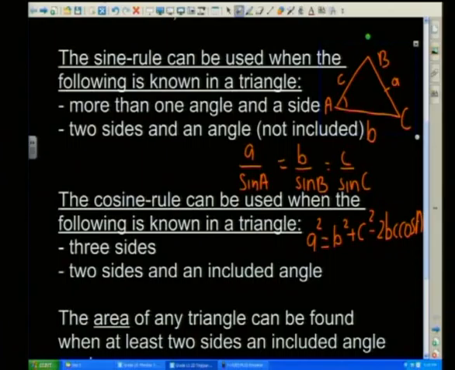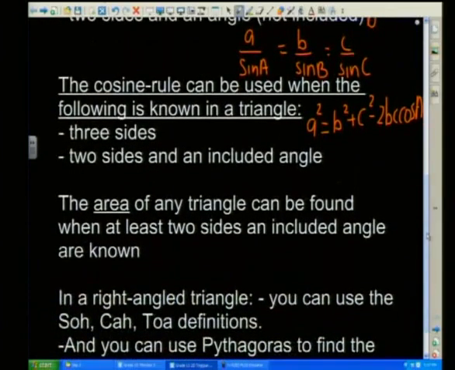All right? And then remember that you can manipulate this formula, so you can turn it around and take all your letters to the other side, divide by your 2BC, and then you'll be looking for your angle A.